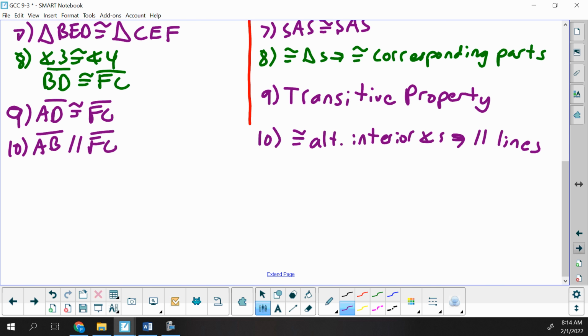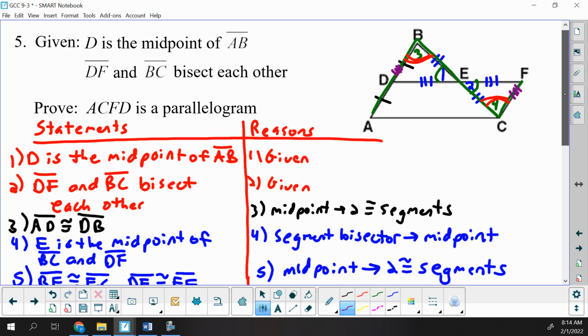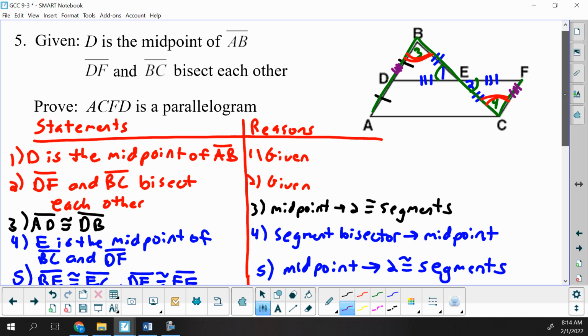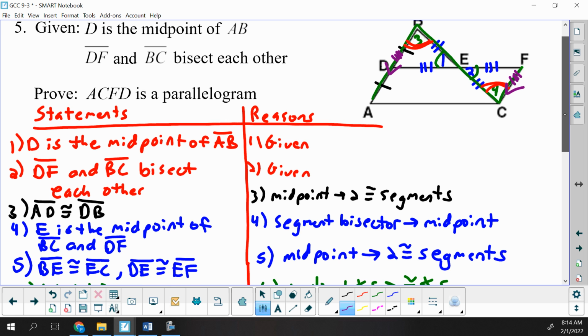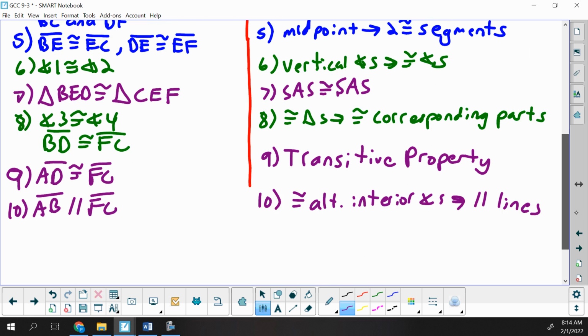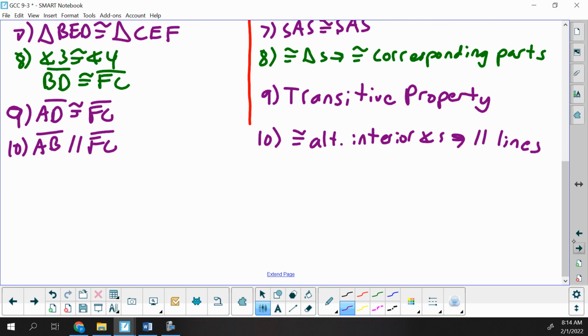Now, we said AB parallel to FC. Well, notice AB included our side AD. So that's really saying that AD is parallel to FC. So this is now parallel to that. Well, now we got one pair of opposite sides congruent and parallel. So we're ready to say this is a parallelogram. So our last step, we can say ACFD is a parallelogram.